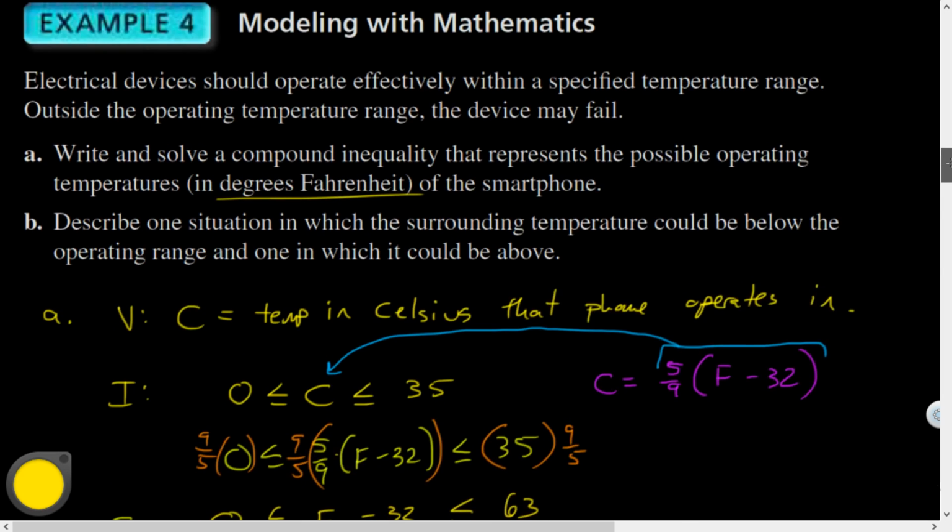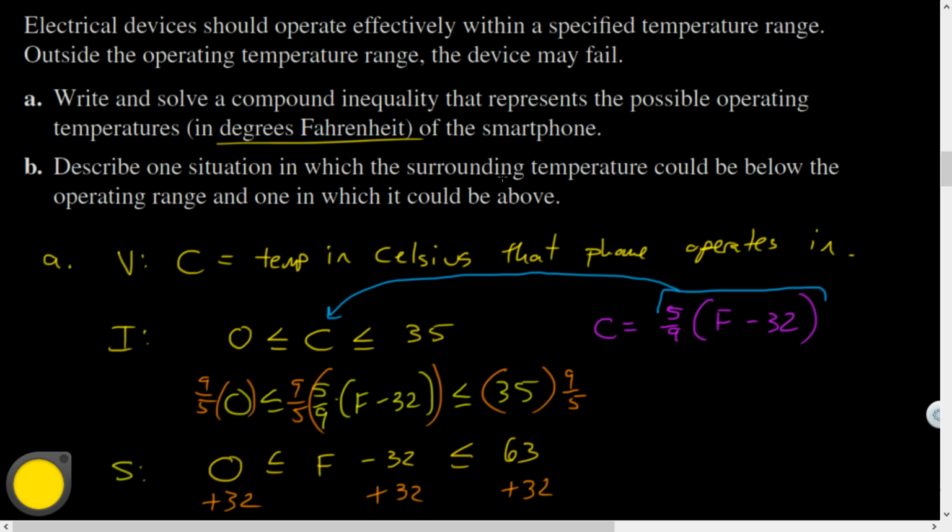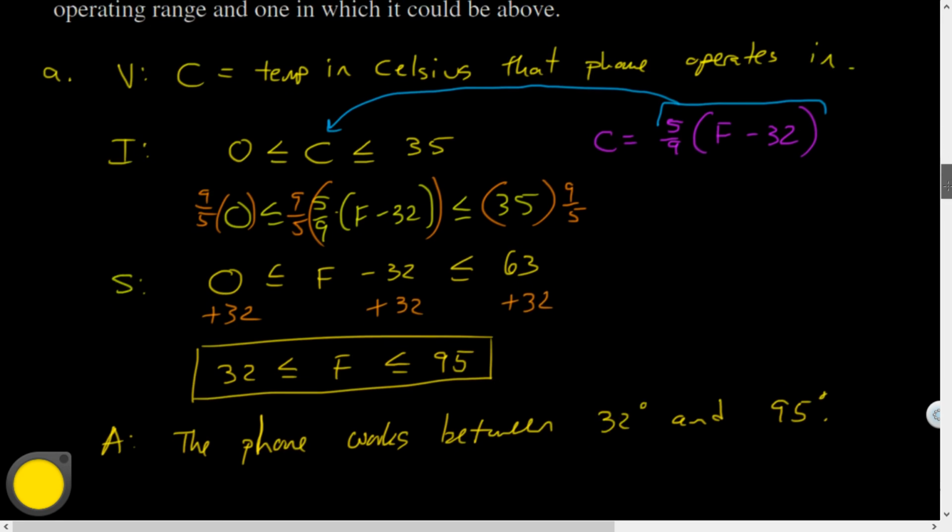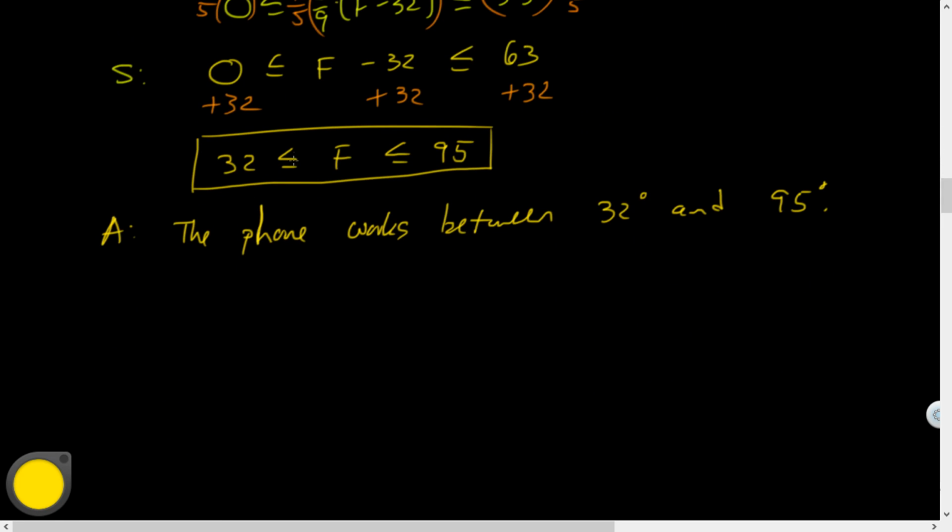Okay, let's see what part B was real quick. Describe one situation in which the surrounding temperature could be below the operating range and one in which it could be above. So if it's freezing outside, if you leave your phone in your car overnight and it goes below 32, your phone might not be happy. And over 95 degrees, if it's really hot outside and you leave your phone in the sun, something like that could bring it above that temperature.